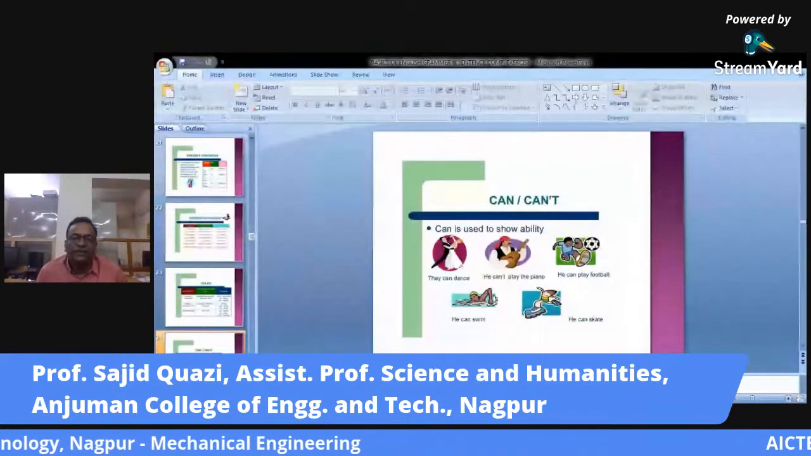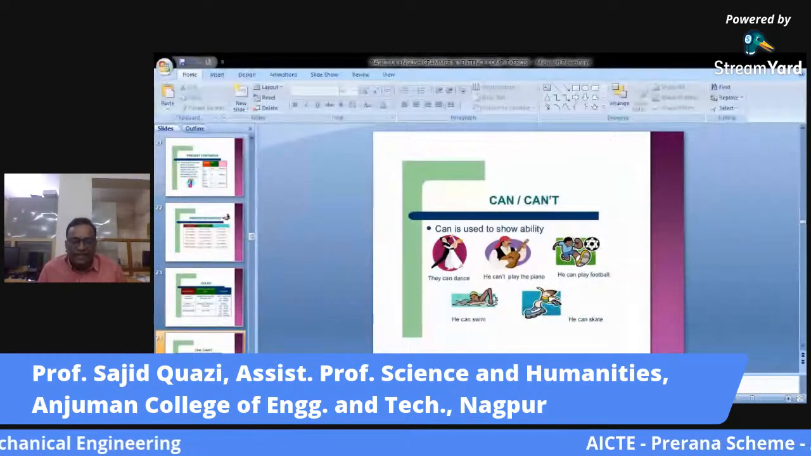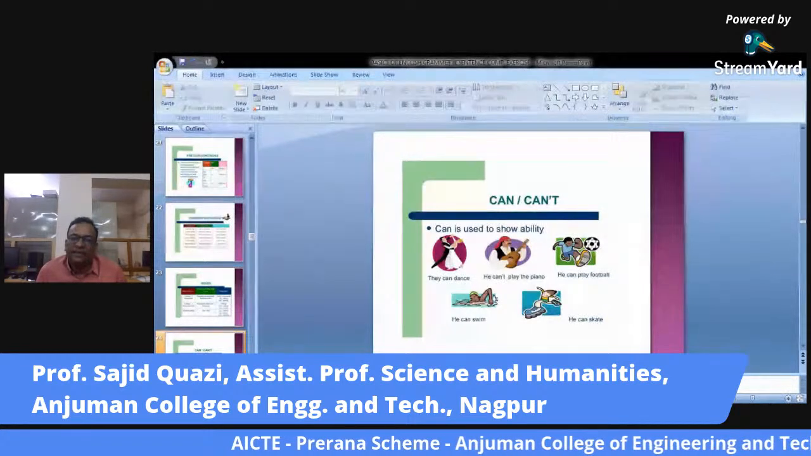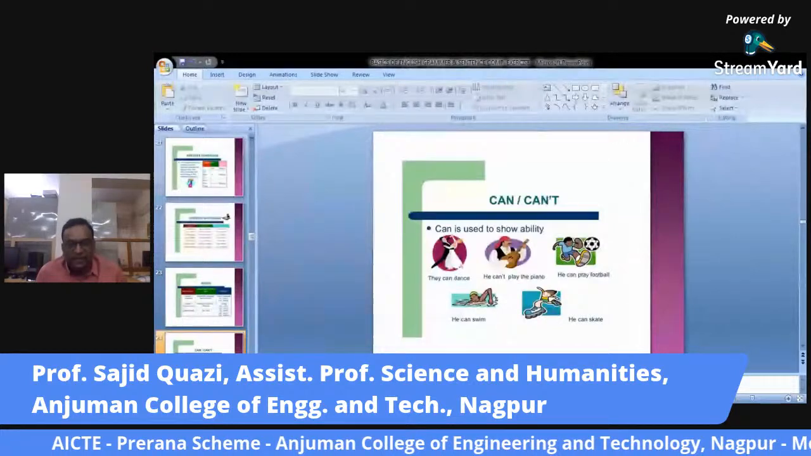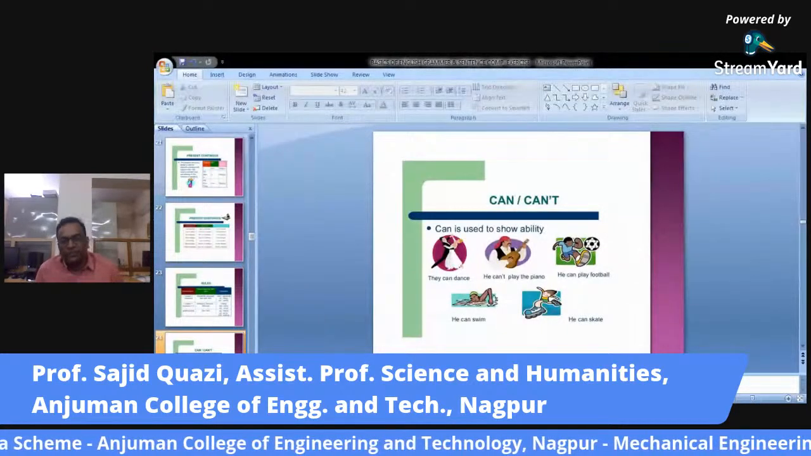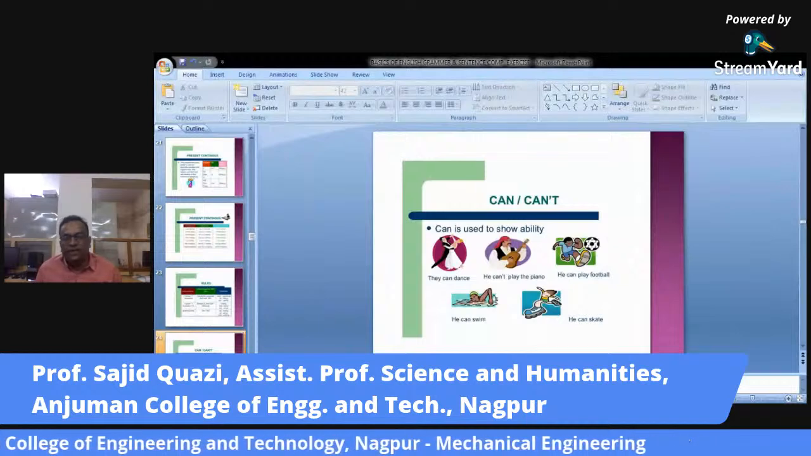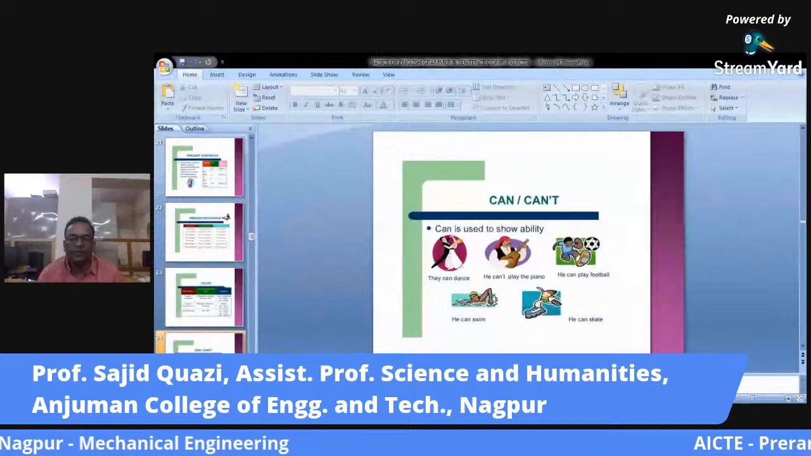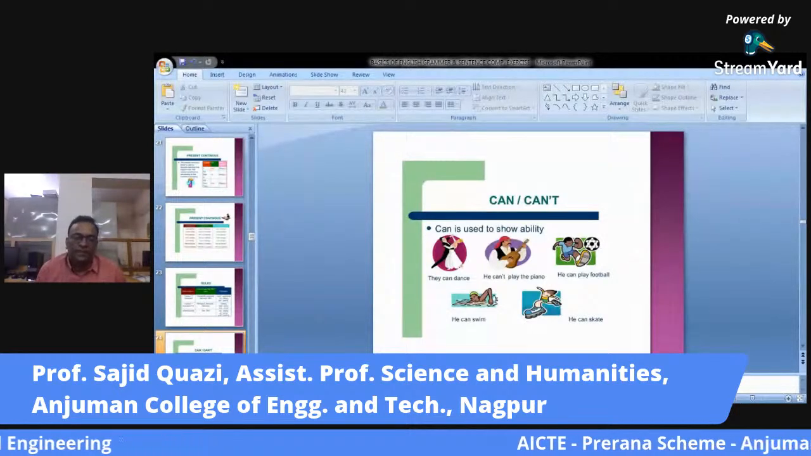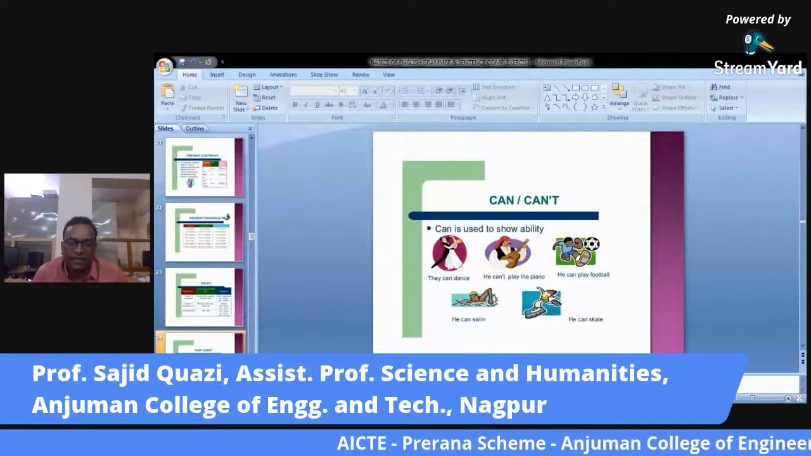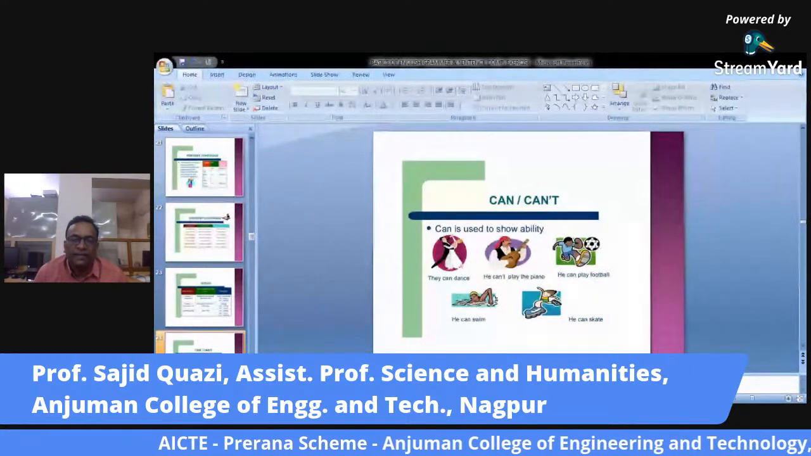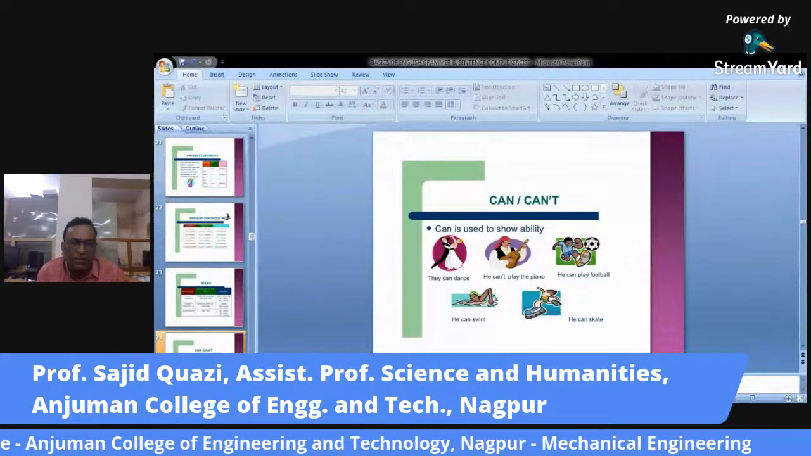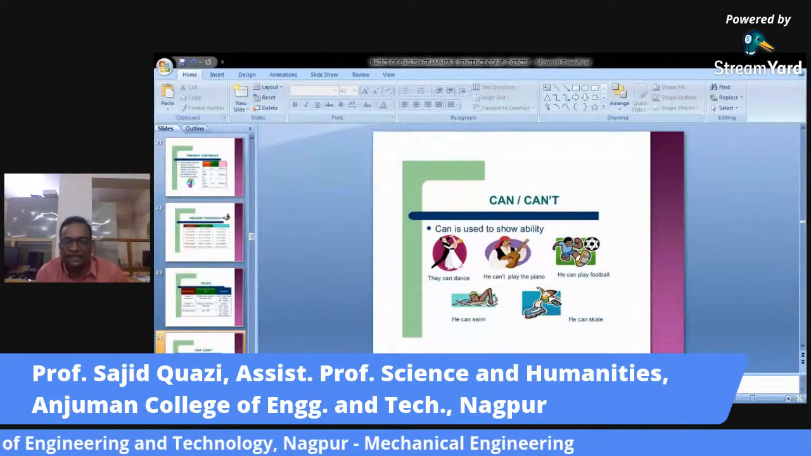See the examples. First one, they can dance. Second one, he can't play the piano. Third one, he can play football. He shows his ability to play football. He can swim. And he can skate. It shows the ability of a person who has acquired such kind of ability, skills, knowledge.